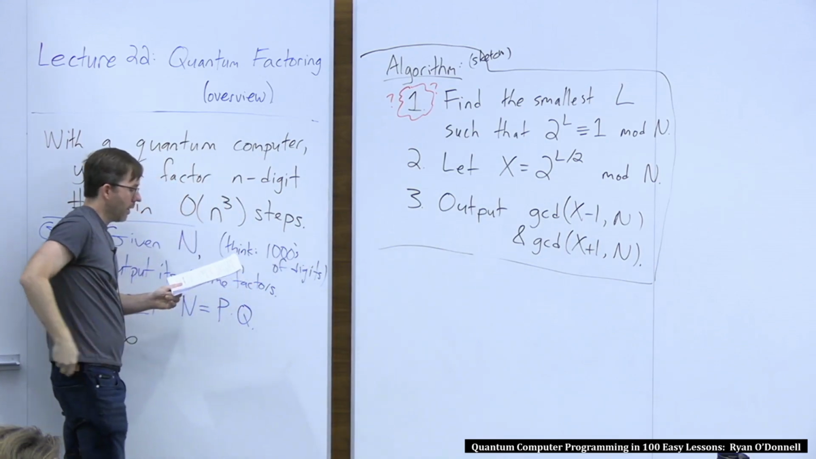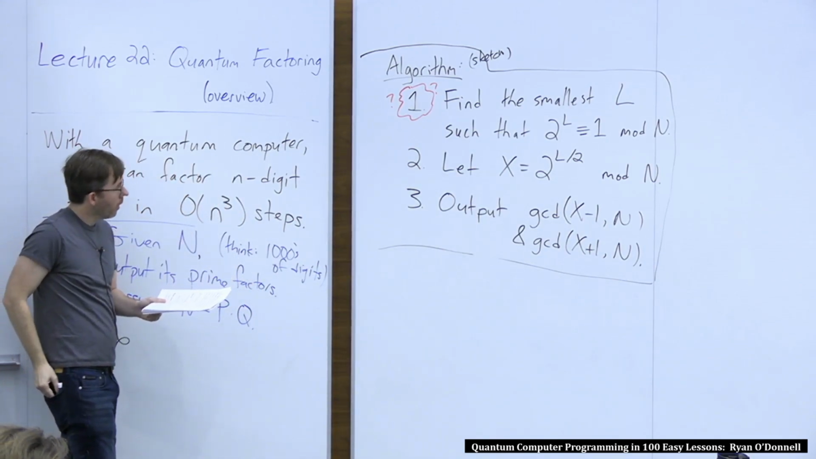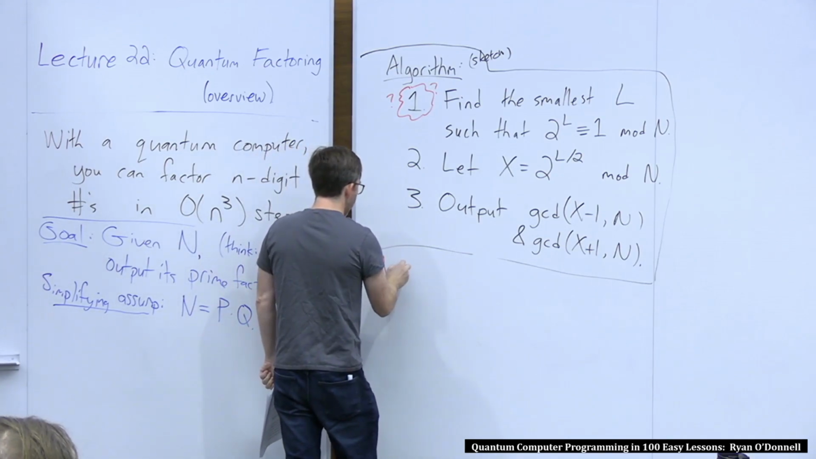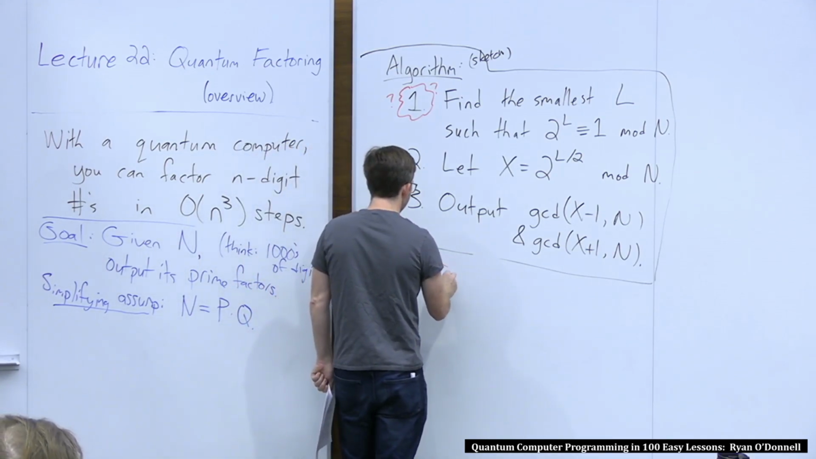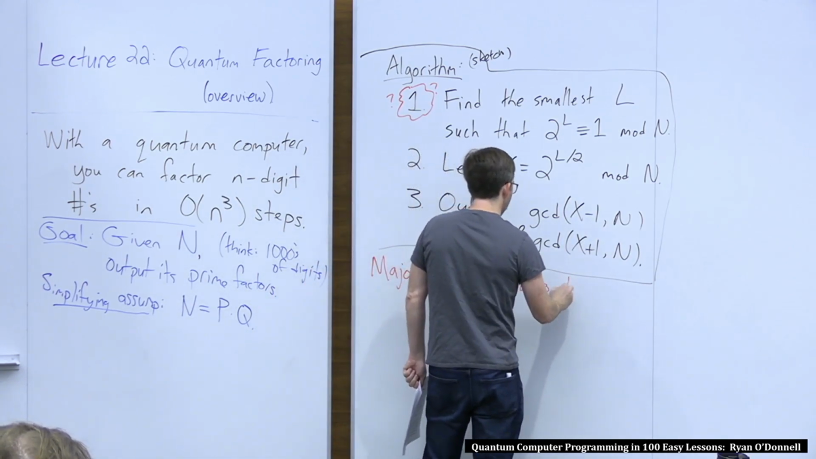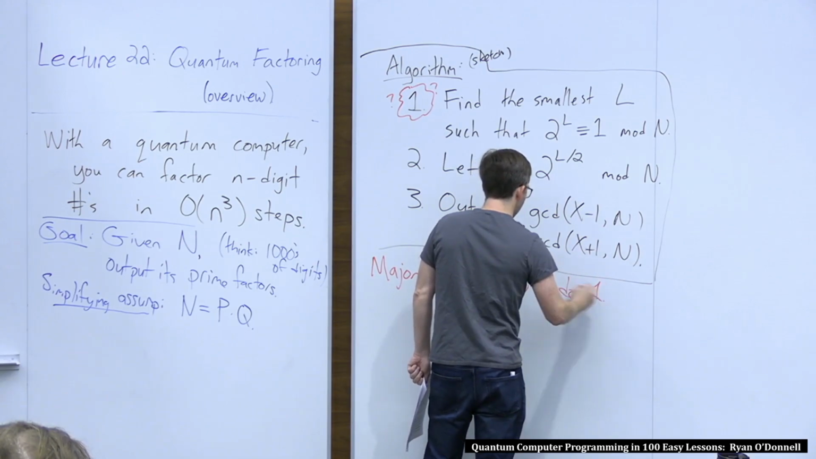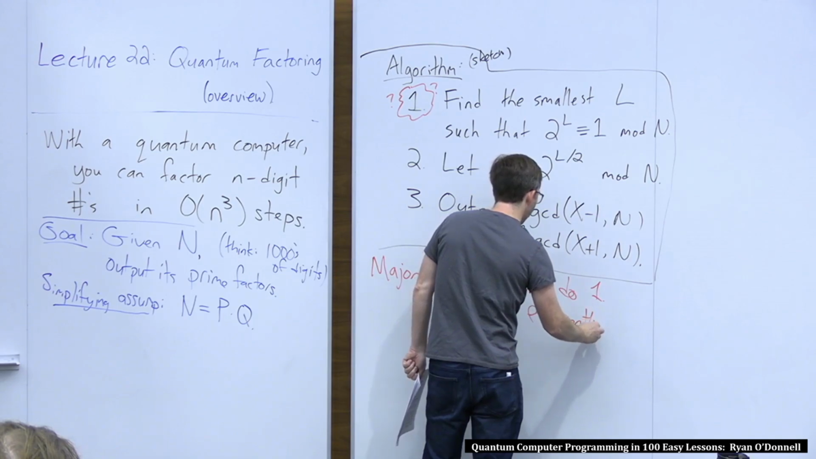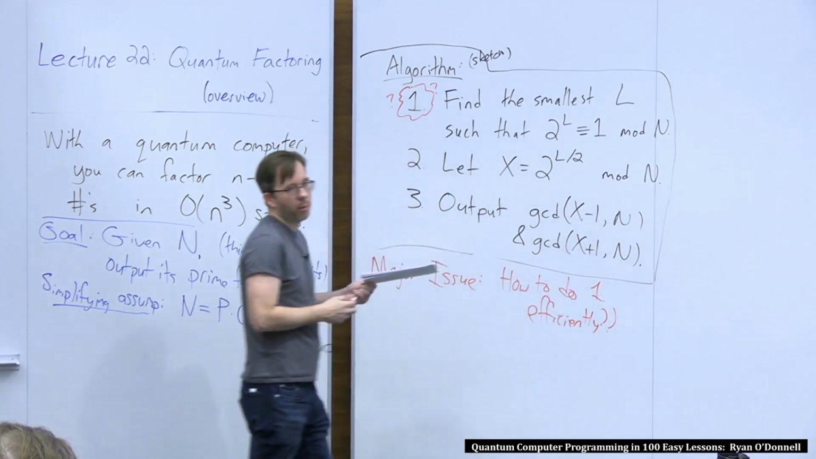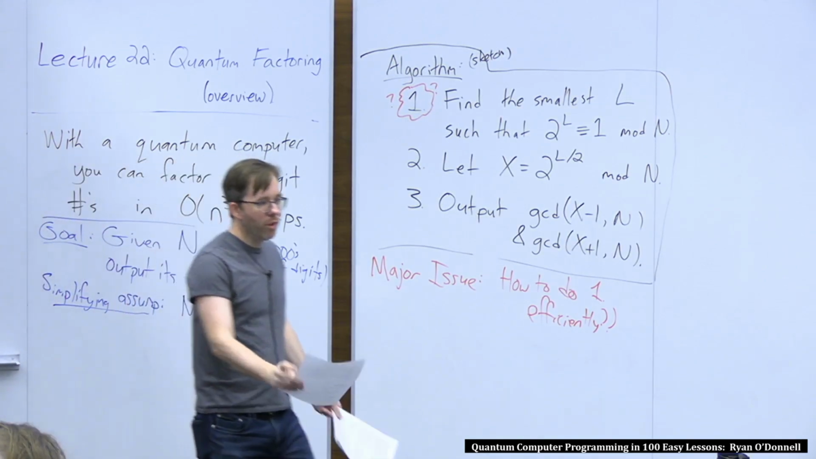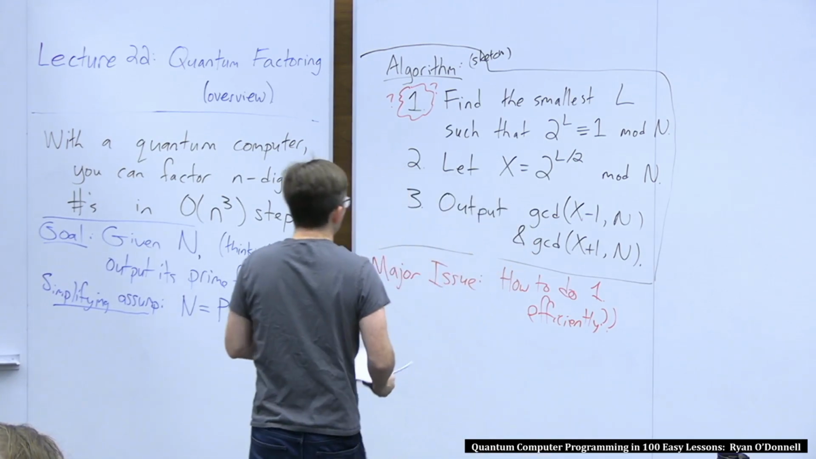Okay, so the major question, and this is the major issue that we'll work on today and actually mostly next time, is how to do step 1 efficiently. This is the part that we're going to need a quantum computer for. As I hope you recall, steps 2 and 3, you don't need a quantum computer for. You can do them efficiently on a classical computer.